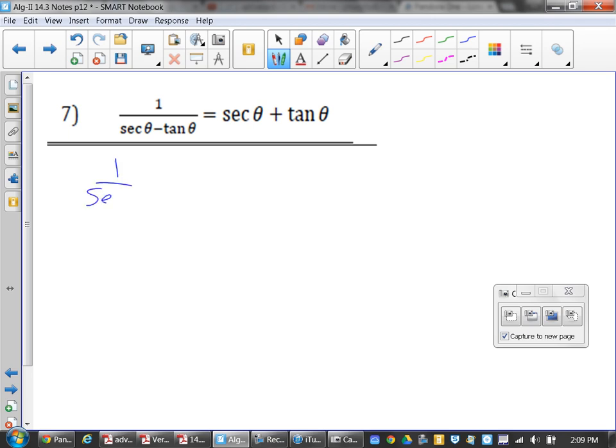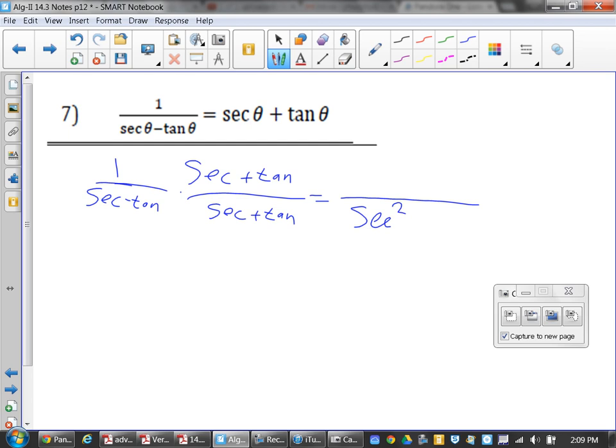You have 1 over secant minus tangent. What's the conjugate of secant minus tangent? Doesn't that become a difference of squares? So I get secant squared minus tangent squared, which equals 1, because 1 plus tangent squared is secant squared. So you have an identity there, and you get 1 over secant plus tangent. And you're done.